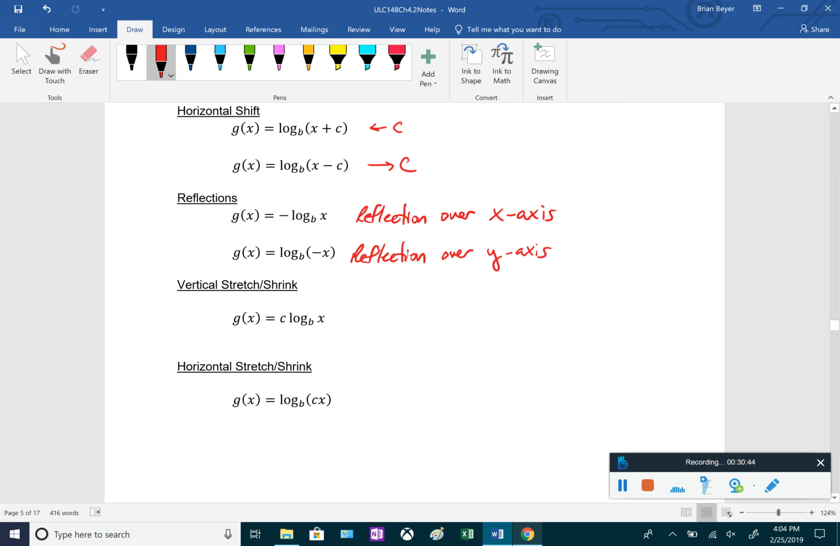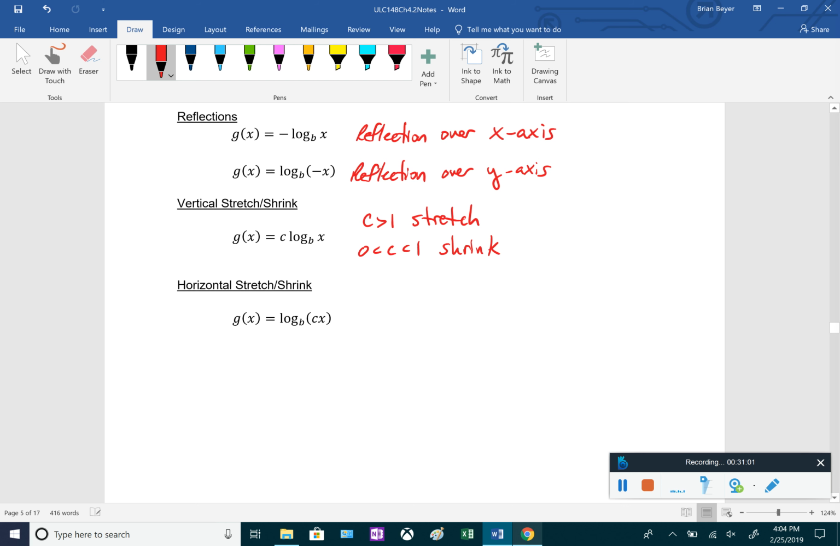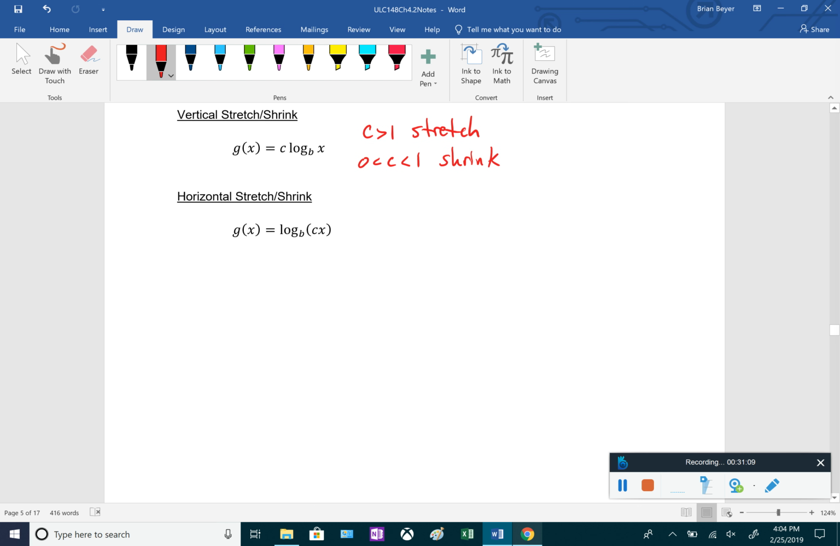And for vertical stretching or shrinking, if we have a number, so c in this case, multiplying out front, c times log base b of x, that's going to be a vertical stretch or shrink. It's going to be a vertical stretch if the c value is greater than 1. It's going to be a vertical shrink if c is between 0 and 1. So stretch meaning it's moving away from the x-axis, shrink meaning it's moving towards the x-axis. Lastly, horizontal stretch and shrink. That's when we have a number c, in this case, multiplying the x, and it's the opposite of what you would think. If c is greater than 1, then it's actually a shrink. If it's between 0 and 1, it is a stretch.